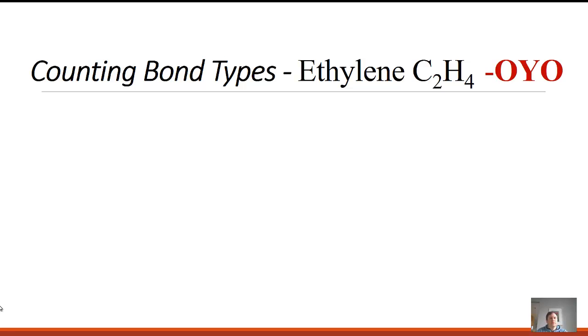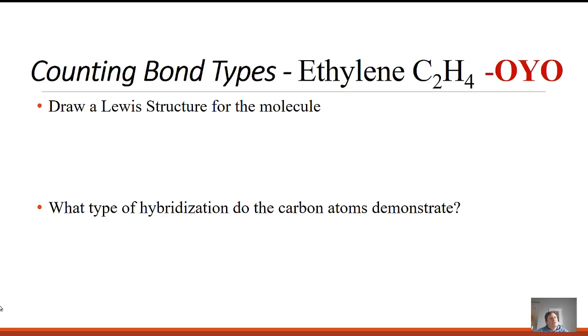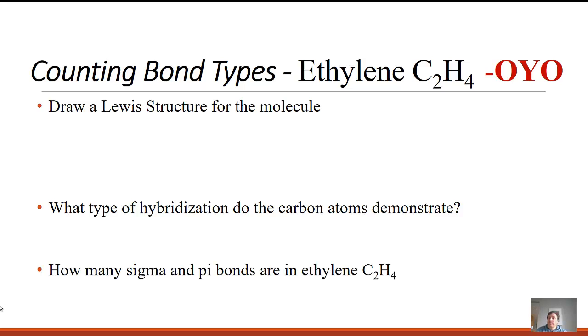All right, let me have you try this one on your own. Okay, ethylene, draw the structure for it, very similar to what we just did. Okay, what type of hybridization do the carbon atoms show? And then finally, how many sigma and pi bonds are in this? So go ahead and pause this. Come back when you're ready.